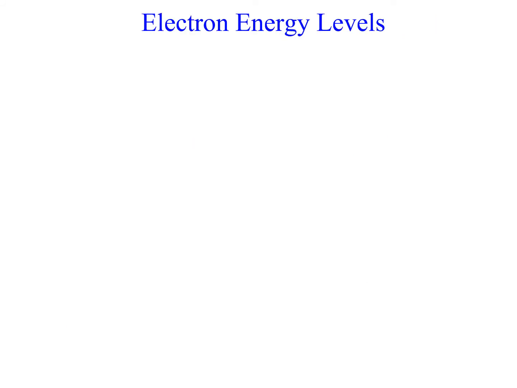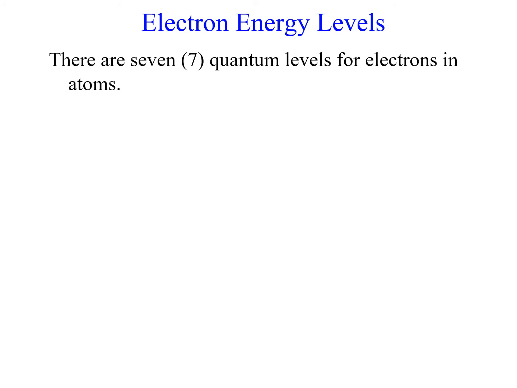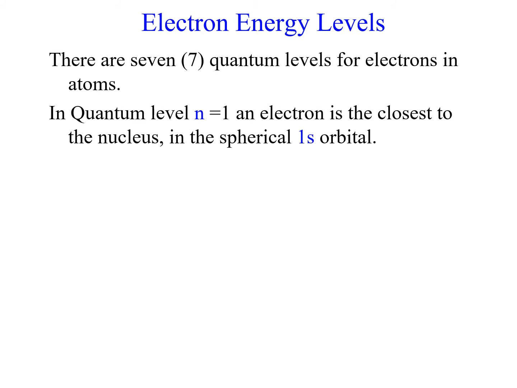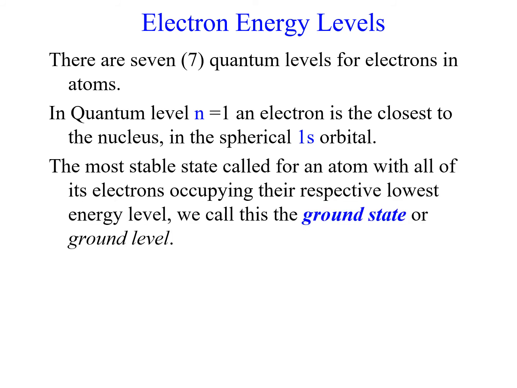So that leads us to electron energy levels. There are 7 quantum levels for electrons in the atom. Look at the periodic table in the front of your book, open that cover up, and at the very upper left-hand corner of the periodic table, there's hydrogen. And you'll see numbers 1 through 7 going down. In quantum level n equals 1, an electron is closest to the nucleus. You cannot get any closer to the nucleus than n equals 1. And it's spherical, like a ball. That would be the 1s orbital.